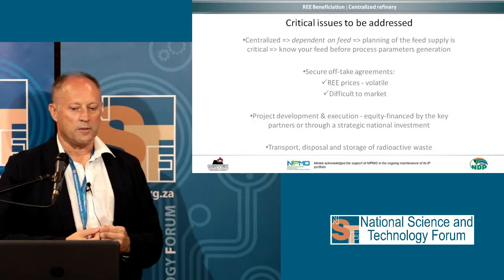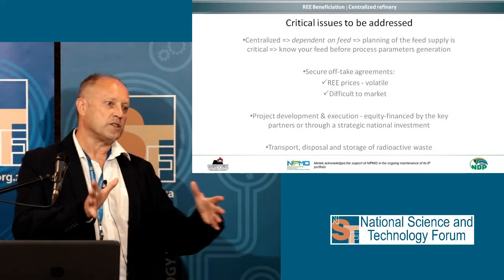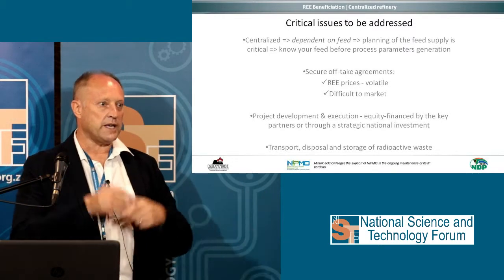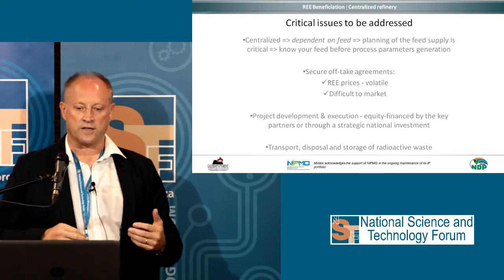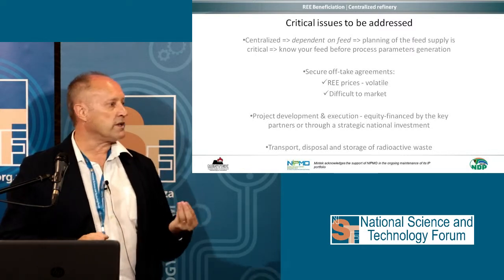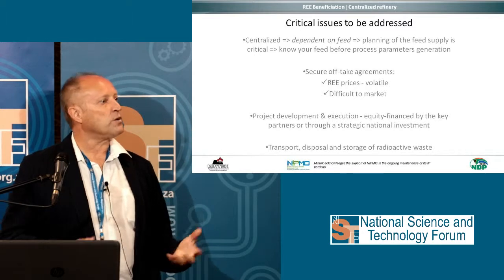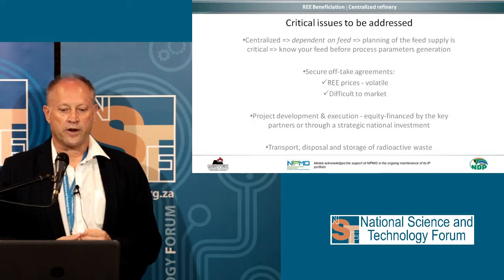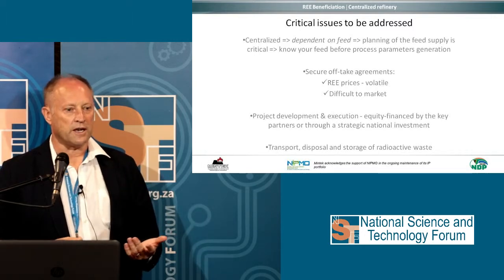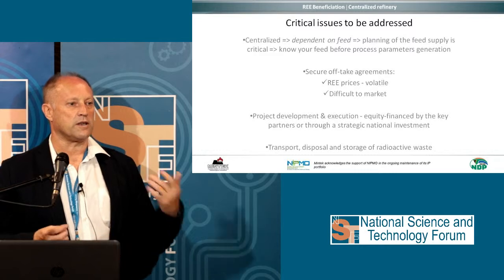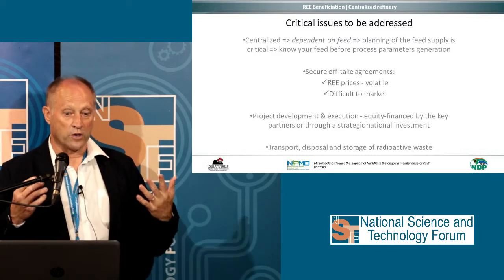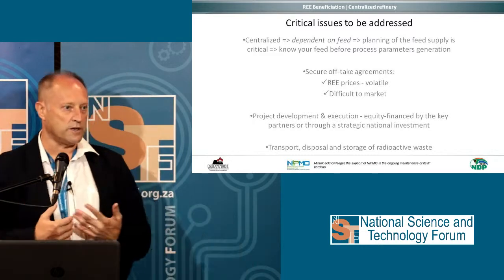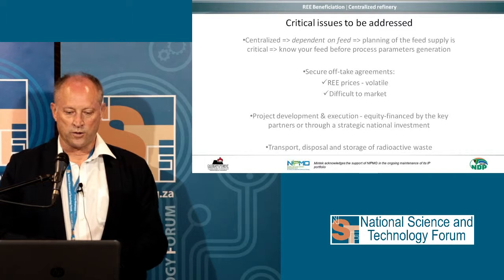The other thing is the offtake agreements. Until South Africa has established a firm rare earth industry, making magnets, catalysts and so on, it's important that you secure offtake, that you don't sit on your production. So that is quite important. The other thing is rare earth prices are very volatile, and they're very difficult to market. So these are critical things that we've got to look at. But I do believe one could find partners to do this.